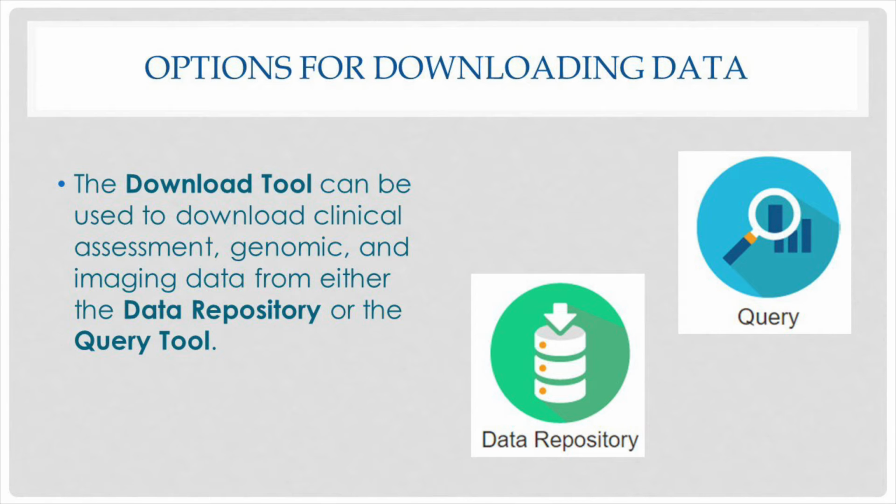Users have the ability to download clinical assessment data, genomic data, and imaging data from either the data repository or the query tool. As a reminder, users must first have access to the study of interest. Either the study data has been shared with the FITBIR community or the user has been specifically given privileges to that study.